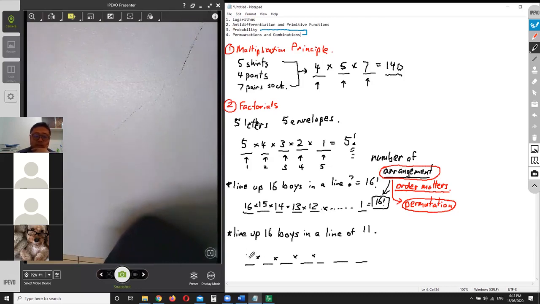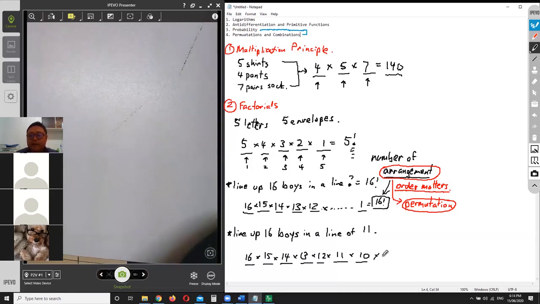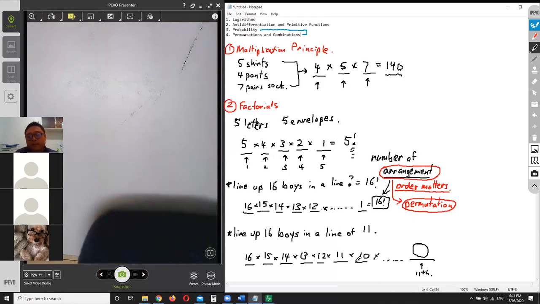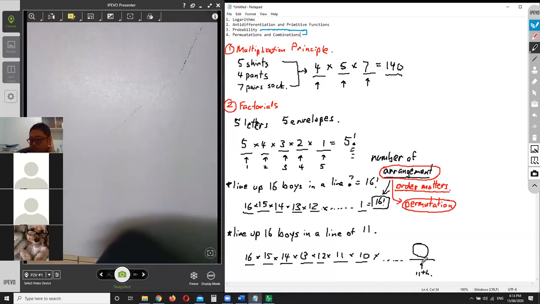16. In the second position? 15. What is it? 16 factorial times 11 factorial? No. I like how you're thinking. 11, 10. Now, in the last position, that's the 11th position? Yep. How many can you put into the 11th position? 5. Okay. Yep. 5. Does that make sense? Yes.